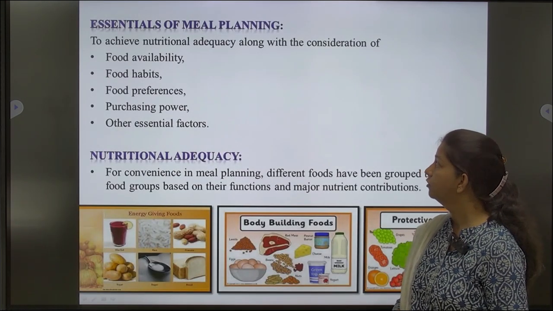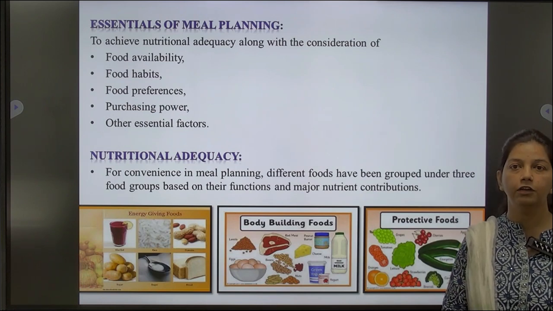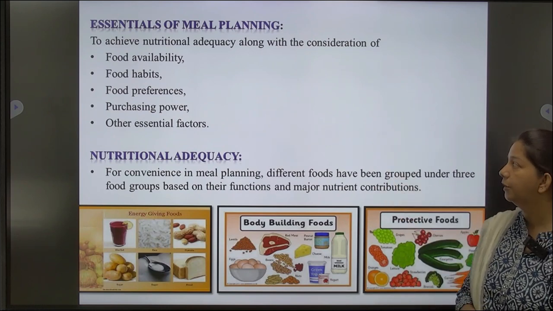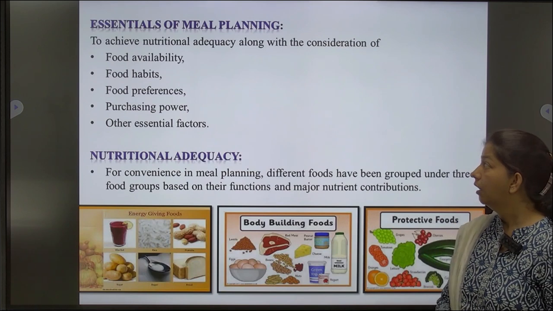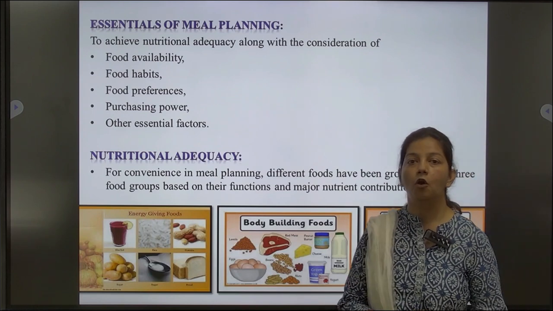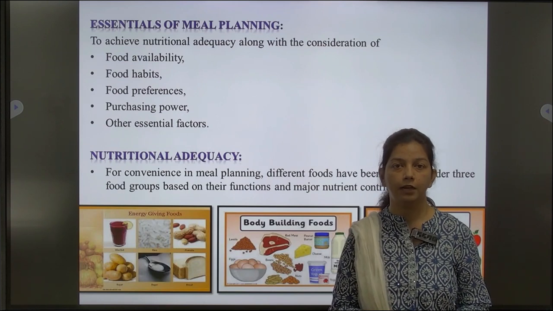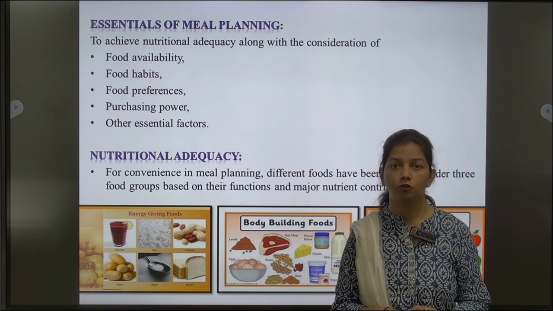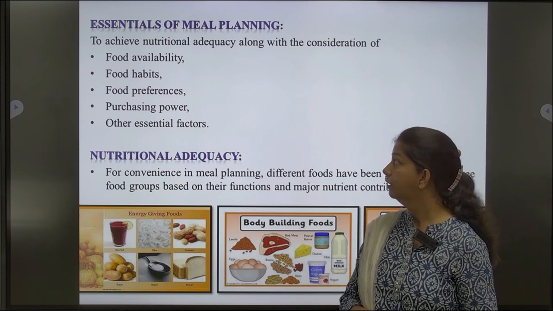Then there are some essentials of meal planning. We have to achieve a nutritionally balanced and nutritionally adequate meal. For this, we have to look at food availability, food habits, food preferences, and purchasing power. We will discuss them one by one. First, food availability. While planning a meal, we have to consider availability. In the summer season, we can't plan a meal of food items from winter. Similarly with the rainy season, so we have to keep in mind the seasonal availability of food items.